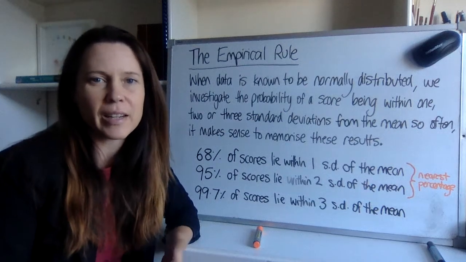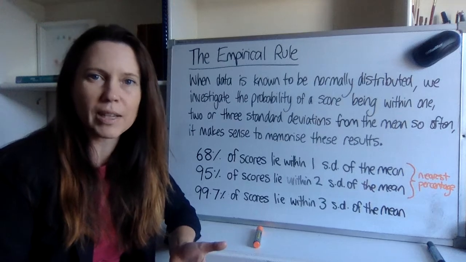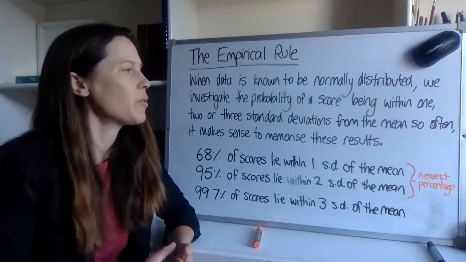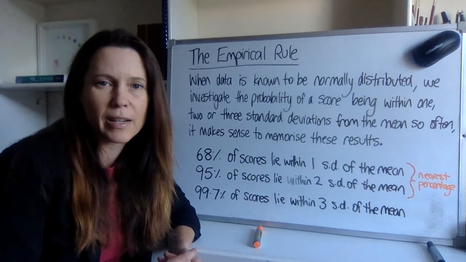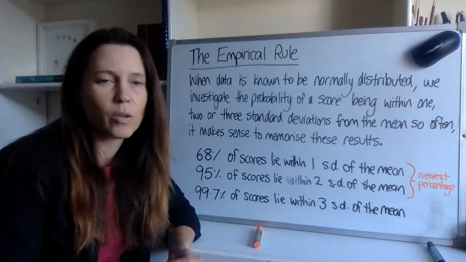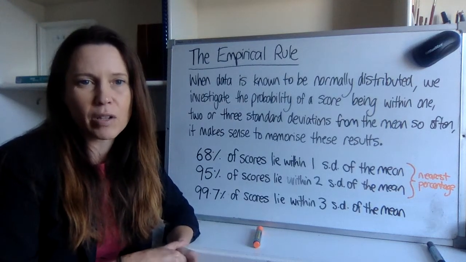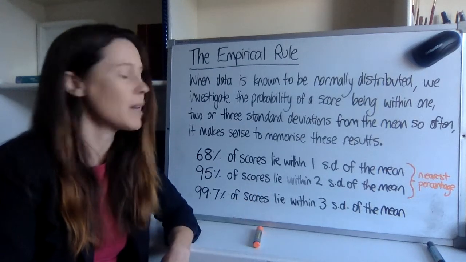Now, when we know that data is normally distributed, there are certain results that we end up looking up on our z-score tables more often than others. And those are the whole numbers. So if we're interested in finding out the probability of a score being within 1 standard deviation of the mean, or within 2, or within 3 standard deviations of the mean, it makes sense to memorize these results because it saves us from looking up the tables all the time, especially if we don't have them handy.